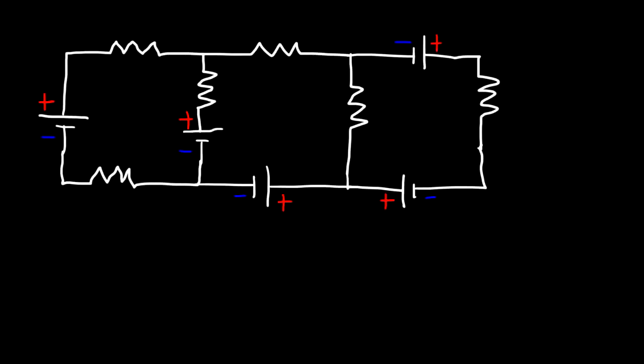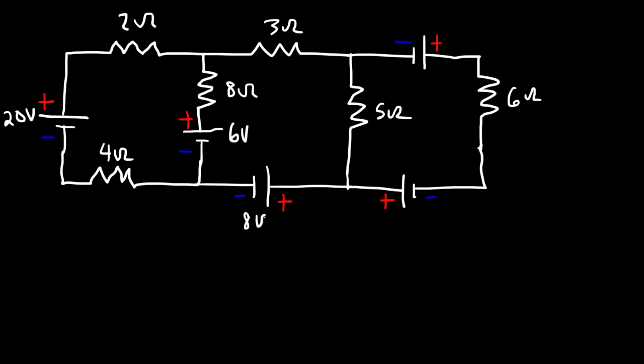Now this is going to be the final problem that we're going to work on. So let's say this is a 2 ohm resistor, and here we have an 8 ohm resistor and a 4 ohm resistor. This one's going to be a 3 ohm resistor, 5 and 6. On the left we have a 20 volt battery, and this is going to be a 6 volt battery, and there's an 8 volt, a 12 volt, and the last one's a 16 volt battery. So go ahead and calculate the current flowing through every branch of the circuit.